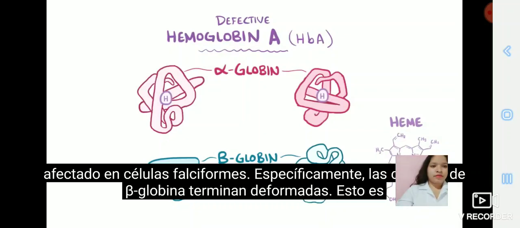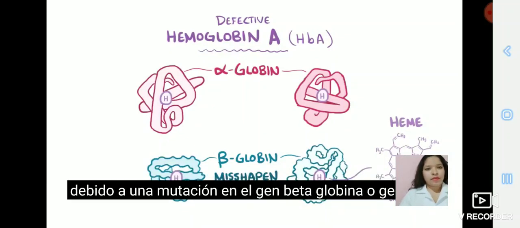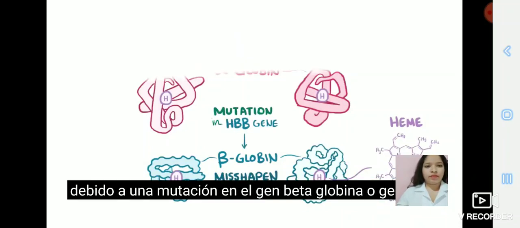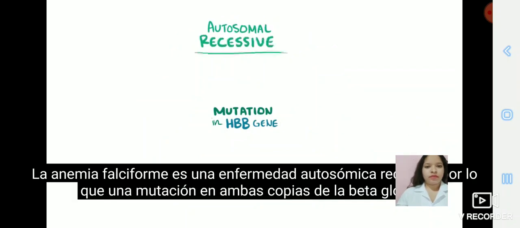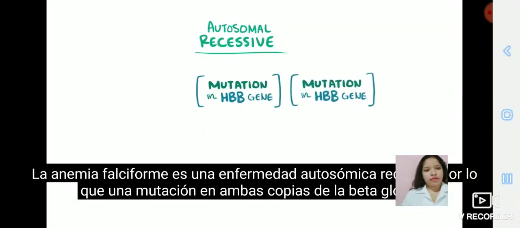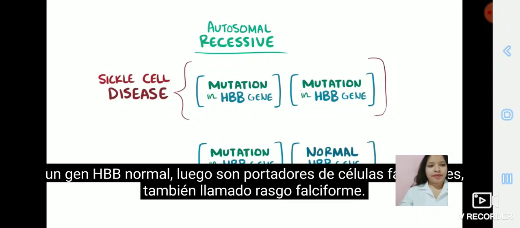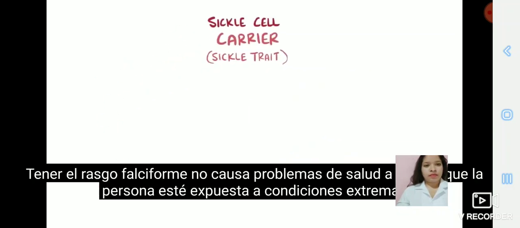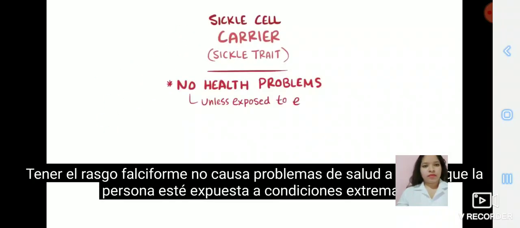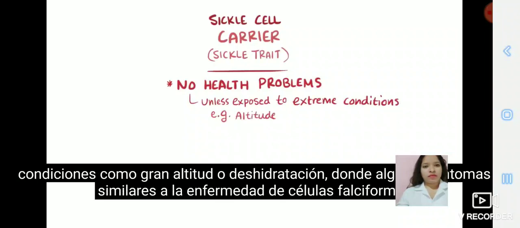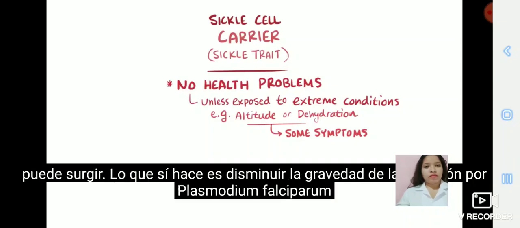Specifically, the beta globin chains end up misshapen. This is because of a mutation in the beta globin gene, or HBB gene. Sickle cell is an autosomal recessive disease, so a mutation in both copies of the beta globin gene is needed to get the disease. If the person has just one copy of the mutation and one normal HBB gene, then they're a sickle cell carrier, also called sickle trait. Having sickle trait does not cause health problems unless the person is exposed to extreme conditions, like high altitude or dehydration, where some sickle cell disease-like symptoms can crop up.